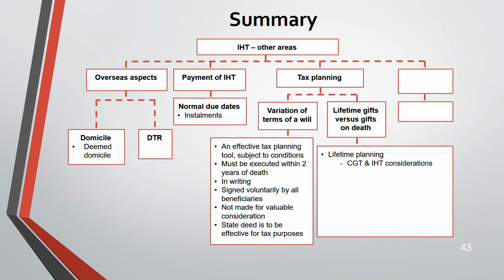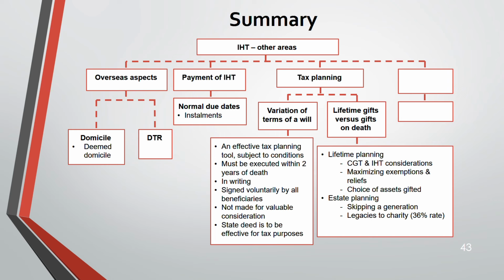Then lifetime planning: you have to see the CGT and IHT considerations both. You have to maximize exemptions and reliefs. You have to make a choice of the asset gifted. Then second, estate planning, where you skip a generation and leave your assets to your grandchildren rather than children. Legacies to charity, which will reduce your rate from 40 to 36%, and married couples planning, where you give to your spouse those assets which do not benefit from BPR or APR because they are exempt legacies. Next, anti-avoidance, gift with reservation.